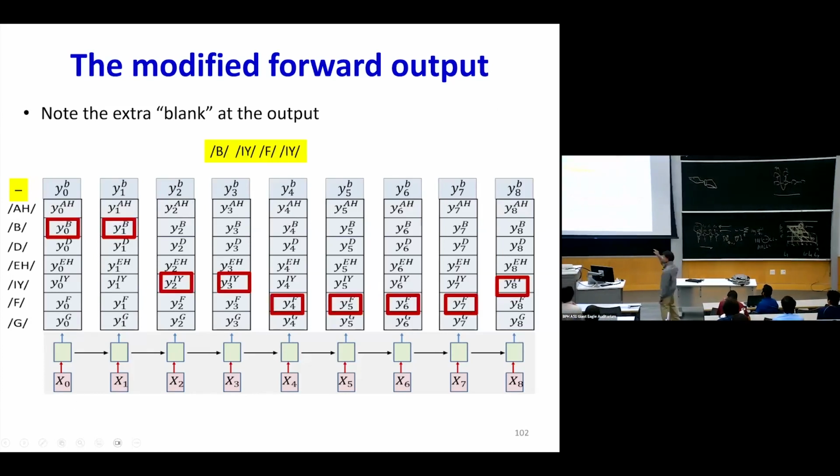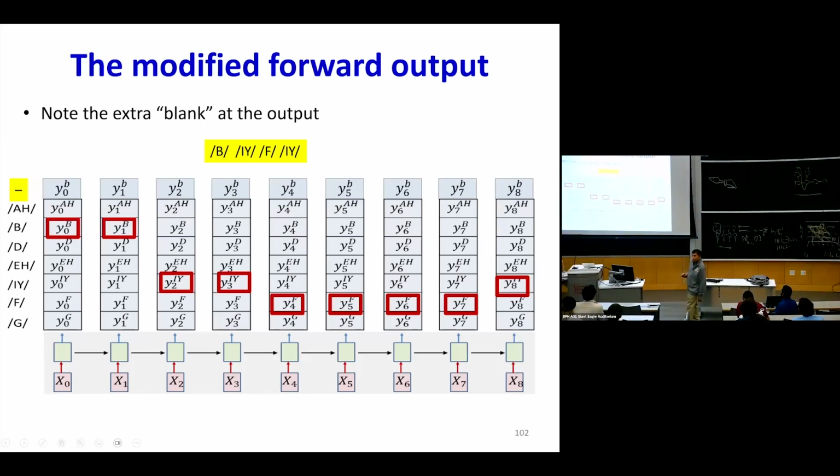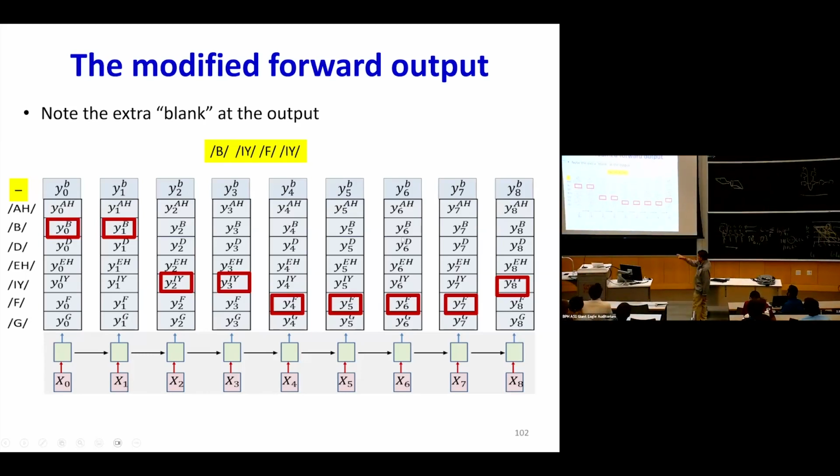Now again, the moment I introduce a blank, notice how repetitions are no longer an issue. So this one is simply going to become beefy, right? On the other hand, if this were my most likely symbol at each time, this is going to become beef. This is also beefy, right?